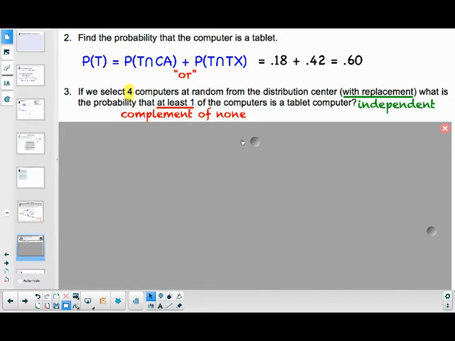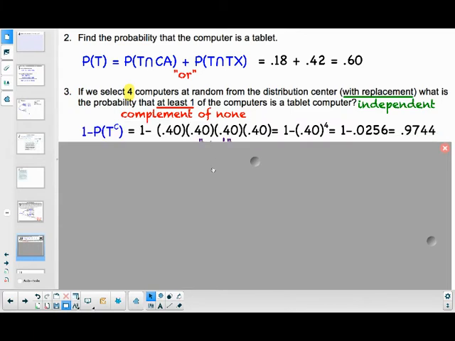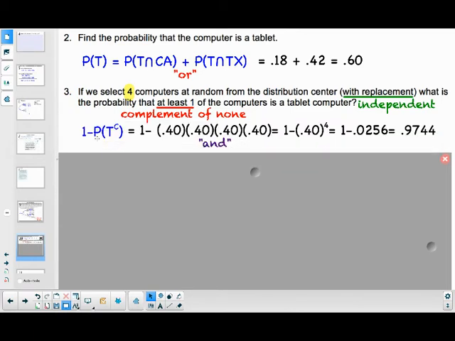So instead of finding those 4 different probabilities and adding them up, something easier to do is 1 minus the probability that none of them are tablets. That's much easier. And actually, we have the probability that it would be a tablet. So let's find the probability that none of them are tablets. If the probability of being a tablet is 0.6, the probability of it not being a tablet, 1 minus 0.6, is 0.4. These are independent events, so you can just multiply them. So 1 minus 0.4 to the 4th power, or a 97.4% chance.